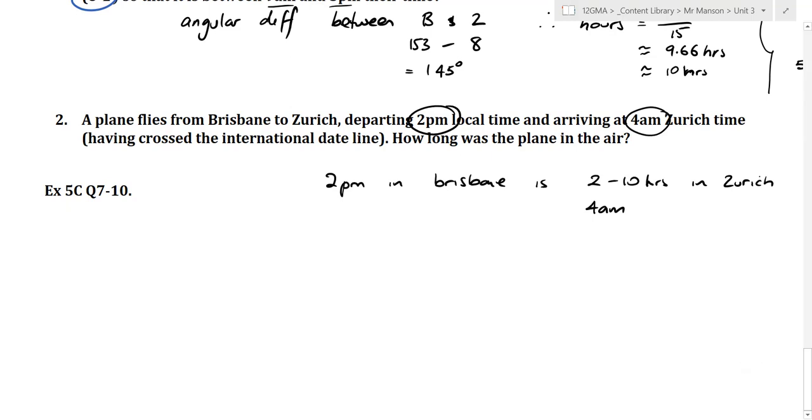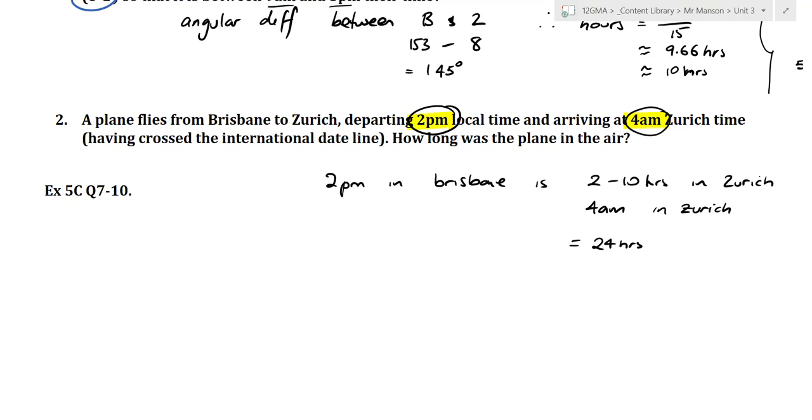It departed at 4 a.m. and arrived in Zurich at 4 a.m. Was it in the air for 0 hours? So let's say it was in the air for 24 hours. Now the assumption here is that 2 p.m. local time and 4 a.m. Zurich time, it doesn't say on the same day, but you've probably got to make that assumption. So if you did have to make an assumption, the same day would be the appropriate assumption there.